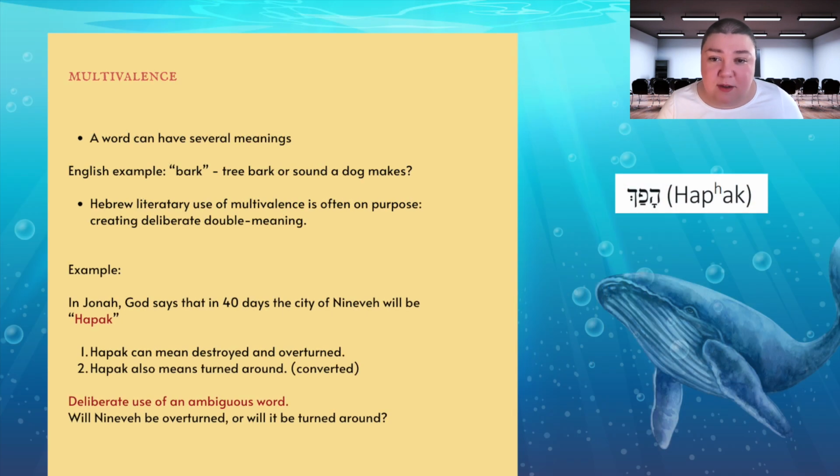In the book of Jonah, God says that in 40 days the city of Nineveh will be hapak. Now, hapak can mean destroyed or overturned, but the word hapak also means turned around. To turn around is also the Hebrew way of saying converted. This is a deliberate use of an ambiguous word. Will the city of Nineveh be overturned, or will it be turned around? Well, the Hebrew author says with a glimmer in his eye, you have to keep reading to find out.